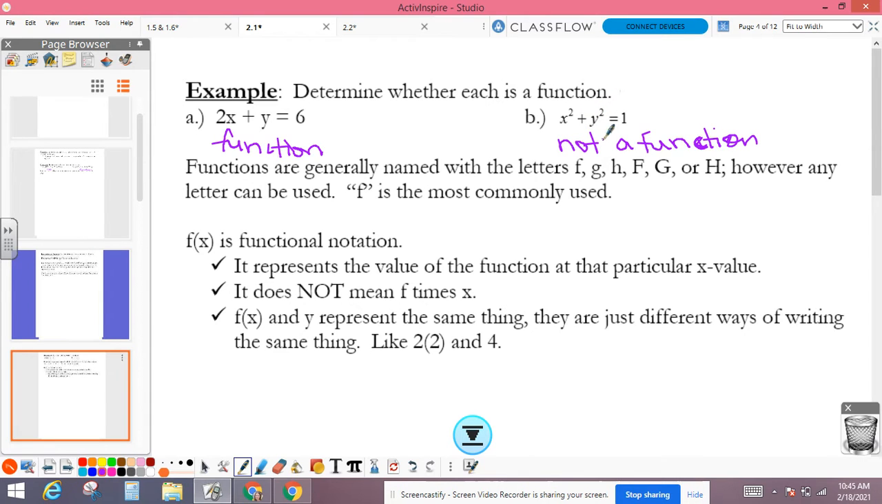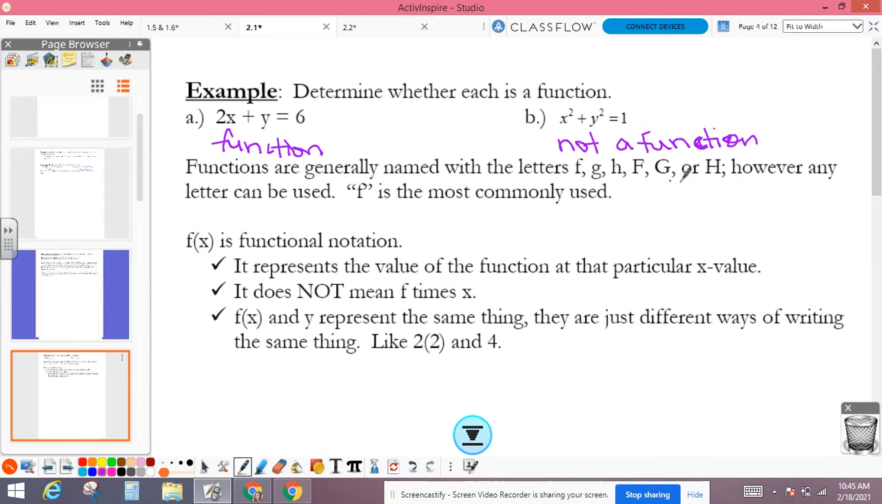If we had absolute value around a y, or we had a y to any other even power, those are the two big things to look for that are going to make it not a function. Again, it doesn't matter what happens to the x. It's always going to be a function. It's if we start messing with the y in the equation that we can cause things to not be a function.